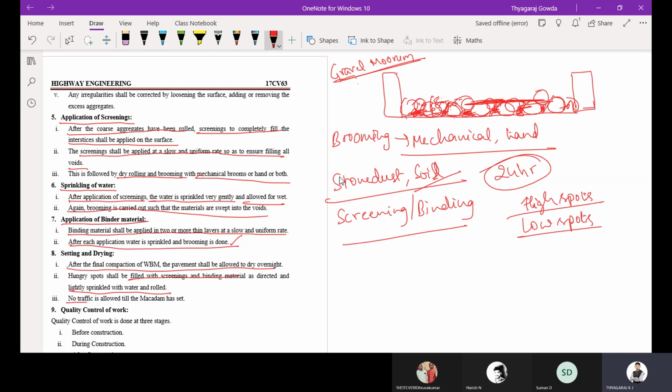Then no traffic is allowed till the macadam has set. In olden days, whenever they laid this macadam, after 1 or 2 hours they would allow the traffic. But nowadays we are not going to allow the traffic till it has set, that is, till it becomes harder. Till this layer becomes harder, we are not supposed to allow the traffic on the WBM.